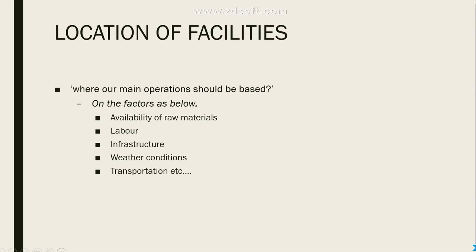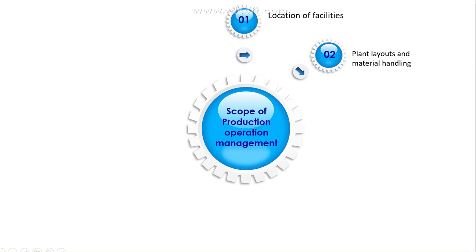Again, the last point is transportation, the availability of transportation, whether it is feasible or not. So these are the few main questions you need to work on in order to make sure you select the right location for your plant. Okay, go back to the main screen, and next we have plant layouts and material handling.